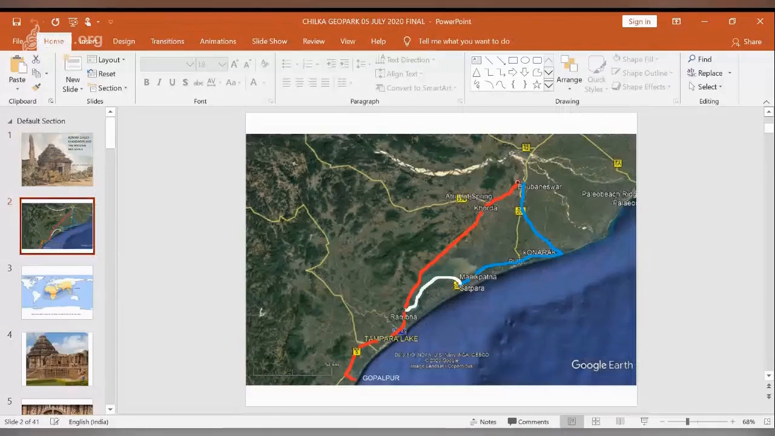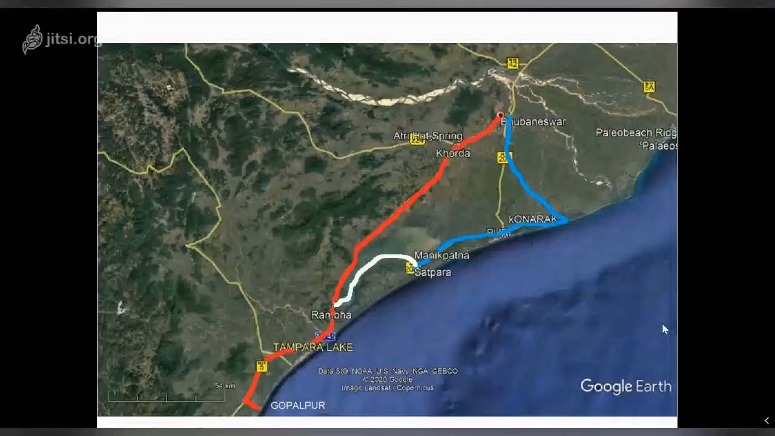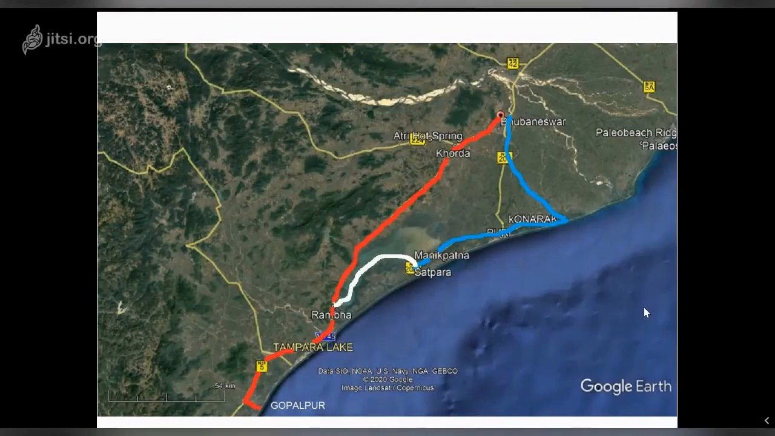This is the track. We start from Bhubaneswar in the morning, say we reach Konarak, and at Konarak we visit the temple. Then the track goes to Puri, from Puri to Satpada, and then we take a boat across the Chilka Lake to Rambha, where we have the first night halt. Next day, we visit some places in Gopalpur and Tampara Lake, and we return to Bhubaneswar, have a night halt, and then visit some place the next morning.